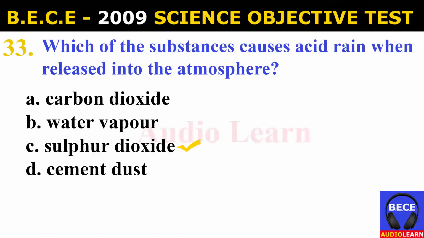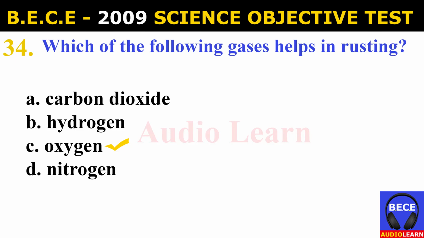Number 33. Which of the following substances causes acid rain when released into the atmosphere? A. Carbon dioxide. B. Water vapor. C. Sulfur dioxide. D. Cement dust. And the answer is C. Sulfur dioxide.